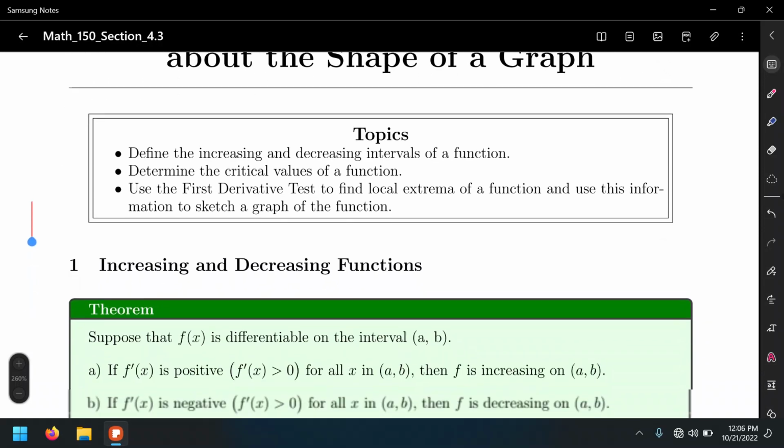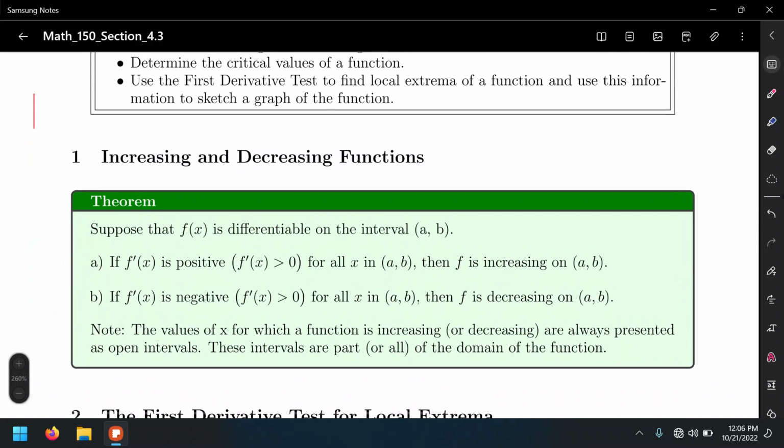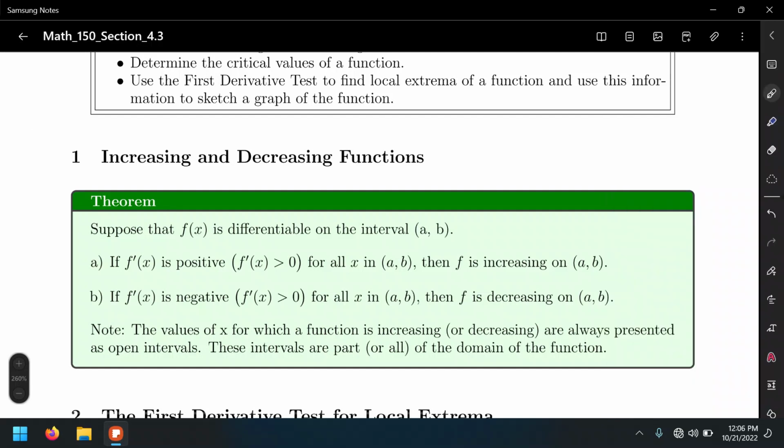Right, so let's define increasing functions and decreasing functions. Well, I think in this case a picture would help a lot to distinguish between an increasing function and a decreasing function. Just observe the shape of the graph and notice how, for the first picture, the y values get bigger and bigger as x increases. That means that's an increasing function.